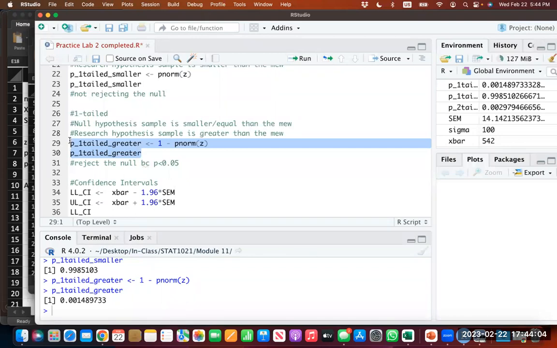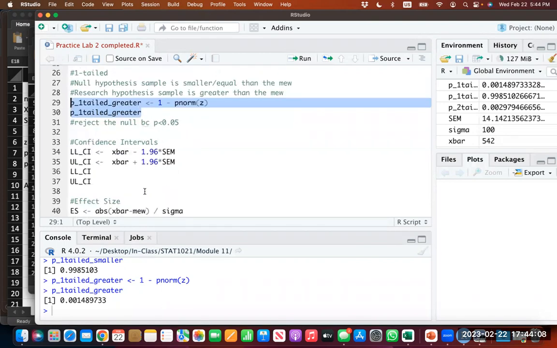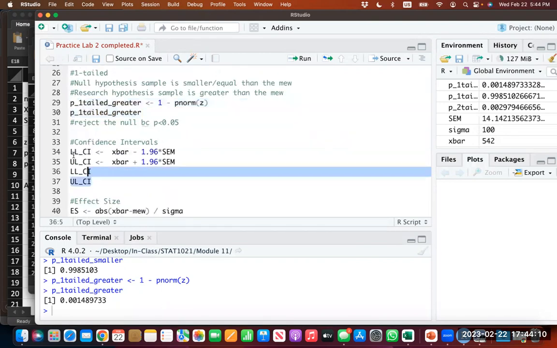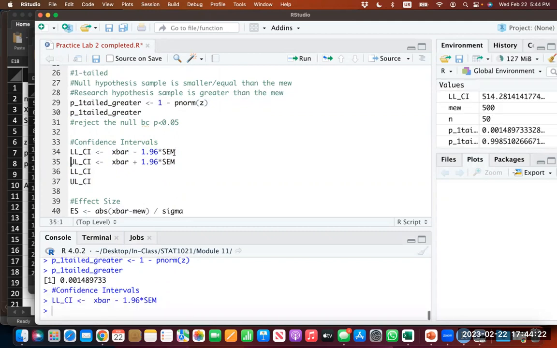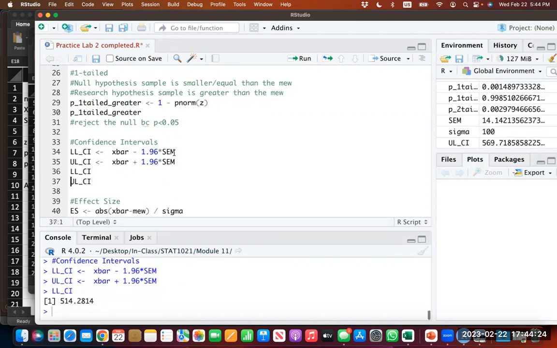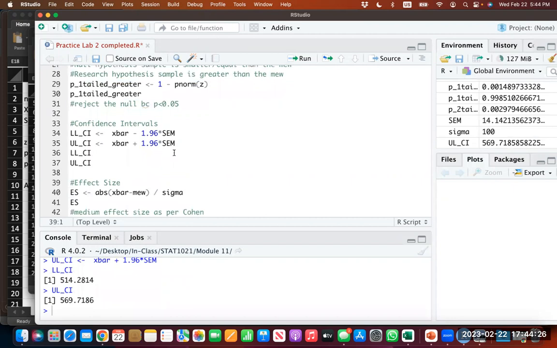Only for the one-tailed hypothesis, you don't have to set it to 0 and negative. And in lines 34 and 35, you have the same calculation. X bar is our sample mean. 1.96 multiplied by the standard error of the mean gives us the 95% confidence intervals, which are just as we calculated in Excel: 514 and 570.